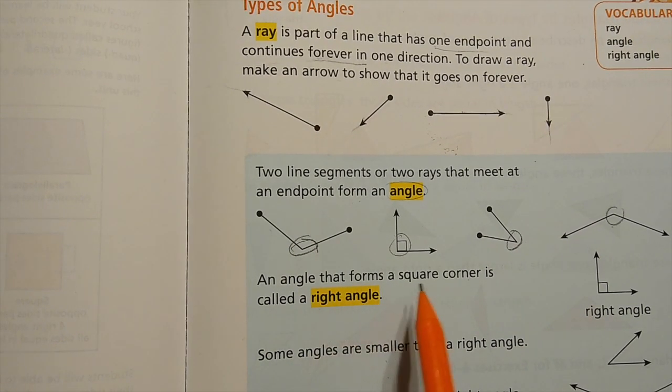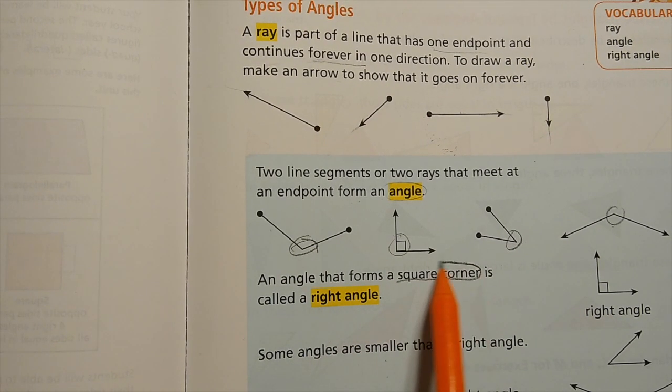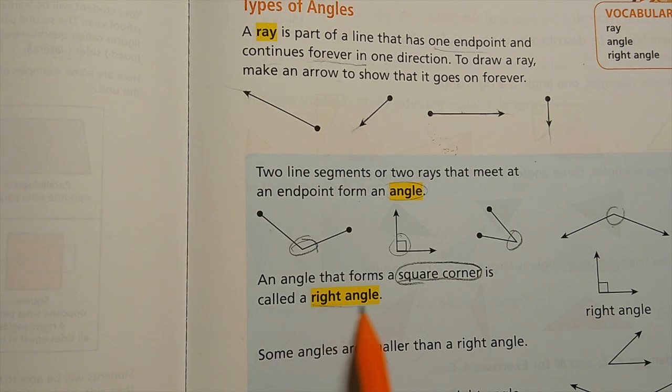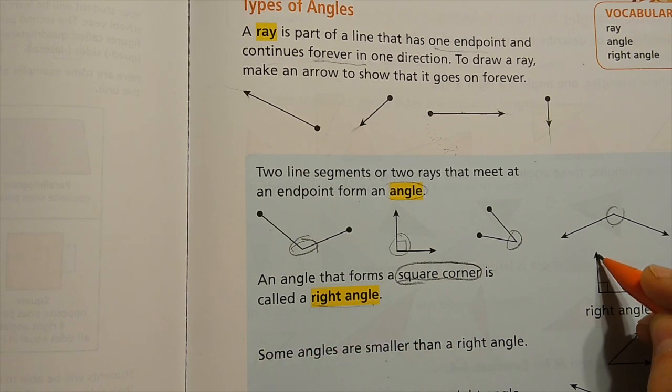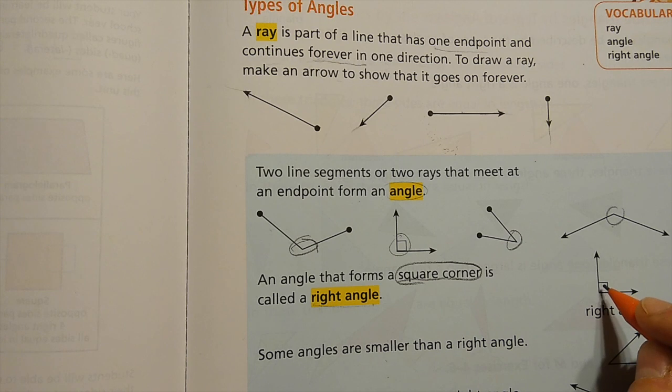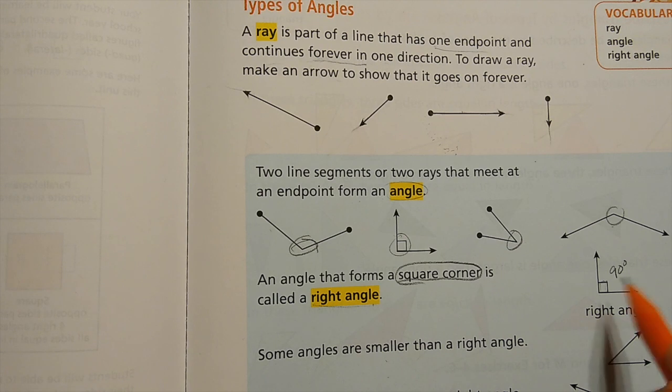An angle that forms a square corner is called a right angle. And here is a picture of a right angle. If you ever see this on two line segments, this corner right here, I know it is a right angle. It forms a 90-degree angle.